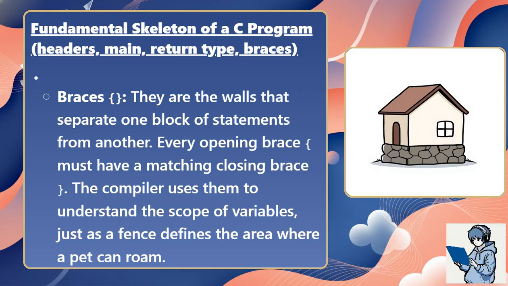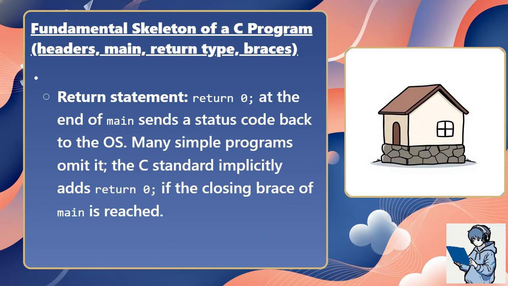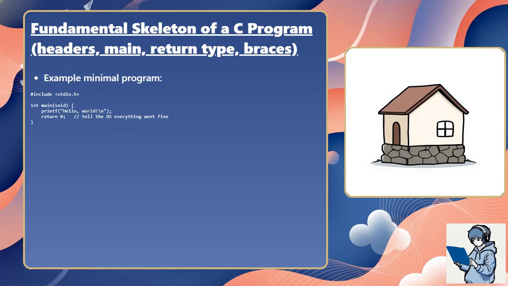Return statement: return 0 at the end of main sends a status code back to the operating system. Many simple programs omit it. The C standard implicitly adds return 0 if the closing brace of main is reached. Example, minimal program: #include <stdio.h>, int main(void), open brace, printf hello world, return 0, close brace.